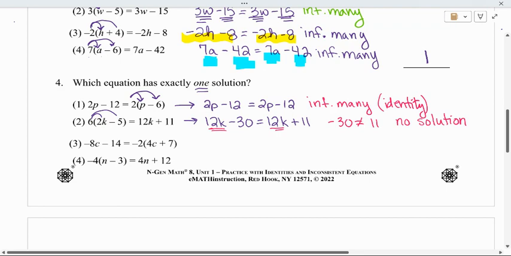Good job. This is a no solution. What about example number 3? Let's see. Example number 3, when I distribute, I end up with negative 8c minus 14 equals, let's see, negative 2 times 4 is negative 8, and negative 2 times 7 is negative 14. What can we say about this one?